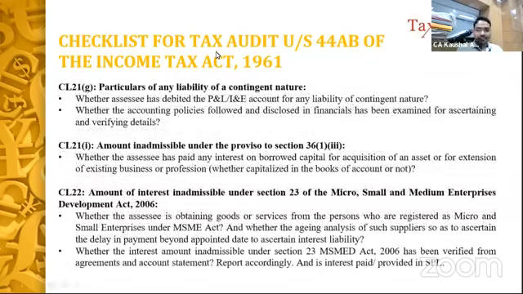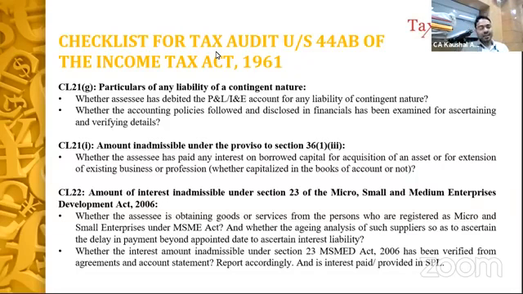The next is clause 21G, where any contingent liability which has been passed to the books of accounts has to be reported. Under clause 21I, any kind of interest on the borrowed capital which pertains to the fixed assets or the capital acquisition of any kind of assets has to be reported accordingly.